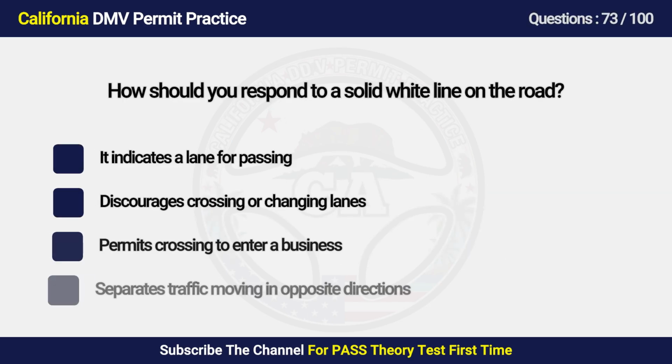Question 73. How should you respond to a solid white line on the road? A. It indicates a lane for passing. B. Crossing or changing lanes. C. Permits crossing to enter a business. D. Separates traffic moving in opposite directions.